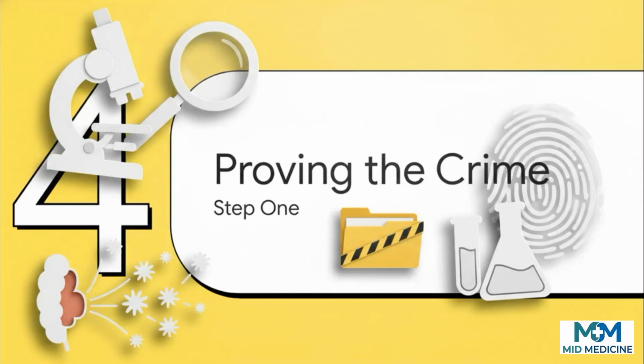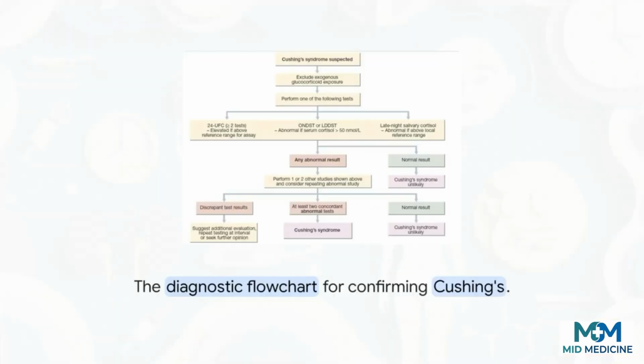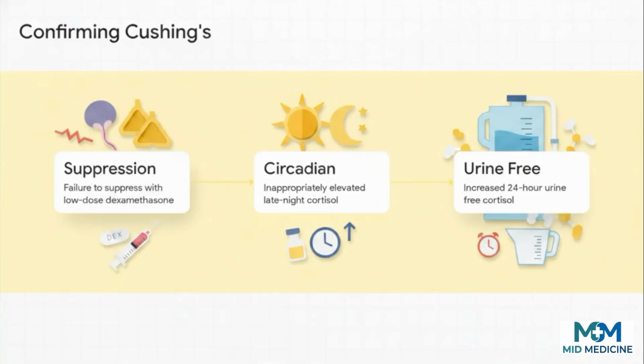Now, on to Section 4, Step 1, Proving the crime. I love a good flowchart, and this graphic maps out our initial investigation perfectly. Our goal right now isn't to find the tumor at all. It's simply to answer one question: does the patient actually have Cushing syndrome? We've got 3 main diagnostic pathways to choose from once we've excluded those exogenous steroids. To nail down a definitive confirmation, clinical guidelines say we need abnormal results from 2 of these 3 main forensic tests.